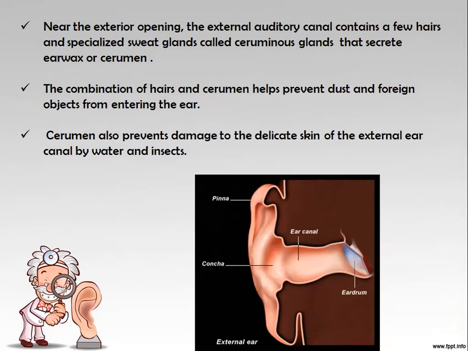Near the exterior opening, the external auditory canal contains a few hairs and specialized sweat glands called the ceruminous glands that secrete earwax or cerumen. The combination of the hair and the cerumen helps to prevent dust and foreign objects from entering the ear. The cerumen also prevents damage to the delicate skin of the external ear canal by water and insects.